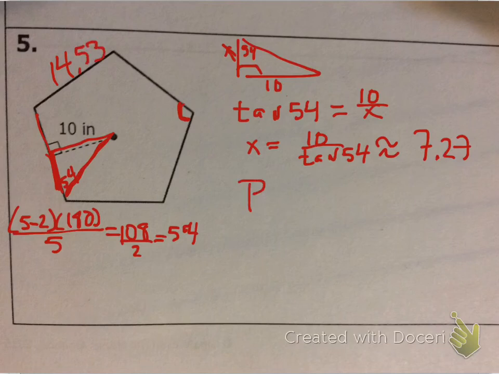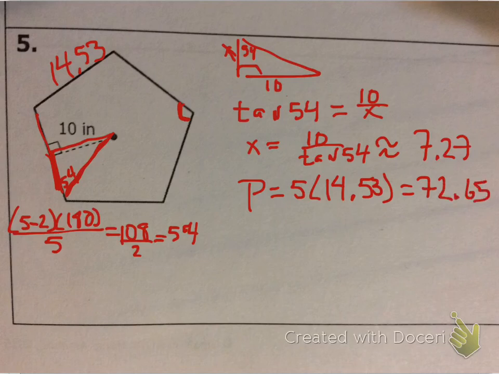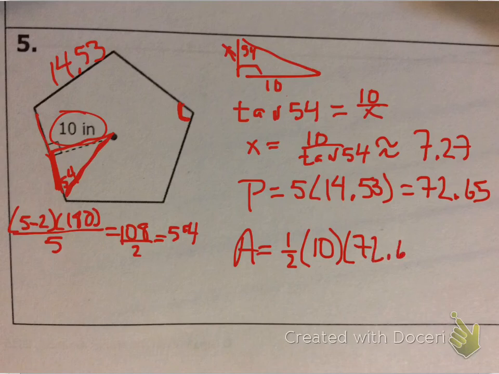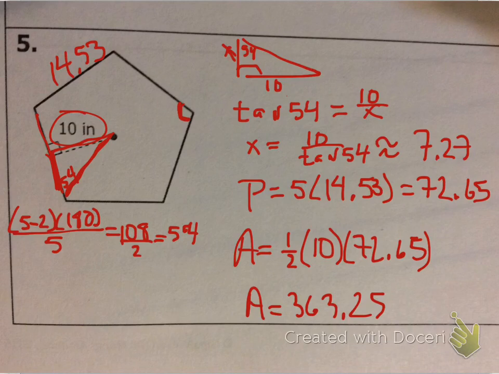Multiply that by 5 for the perimeter. So the perimeter like this. 14.53 times 5 gives me 72.65. Now I have everything I need. Half of the apothem, which is 10, times the perimeter, which is 72.65, and then that would give you the answer, which in this case would be 363.25.